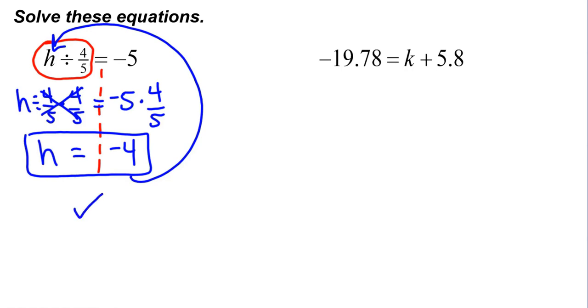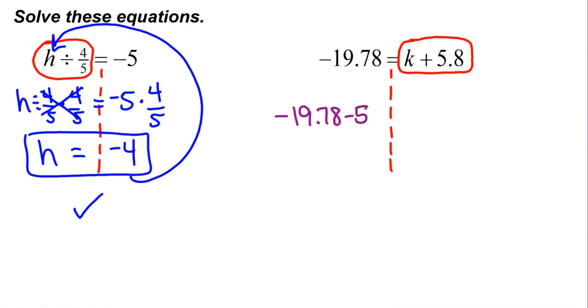Next, -19.78 equals k plus 5.8. So again, I'm looking at both sides of my equation. The side that contains the variable, k plus 5.8, I'm adding 5.8 to k, so I need to undo that. So the opposite of adding 5.8 would be subtracting 5.8. So that's what I'm going to do to both sides. I'm going to subtract 5.8 from both sides of this equation.